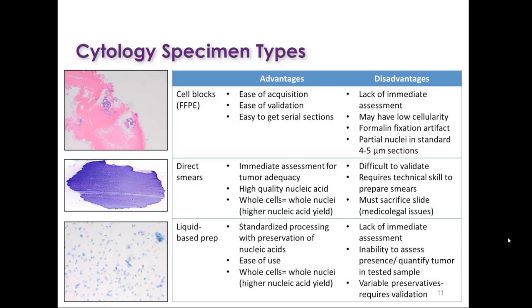On the other hand, when you utilize smears, the biggest advantage is that you can make an immediate assessment at the time of the procedure. So you can kind of guarantee that you're going to get adequate material. You don't have formalin fixation, so you get high quality nucleic acids, and you get entire cells, so you get the entire nucleic acid content from the nuclei.